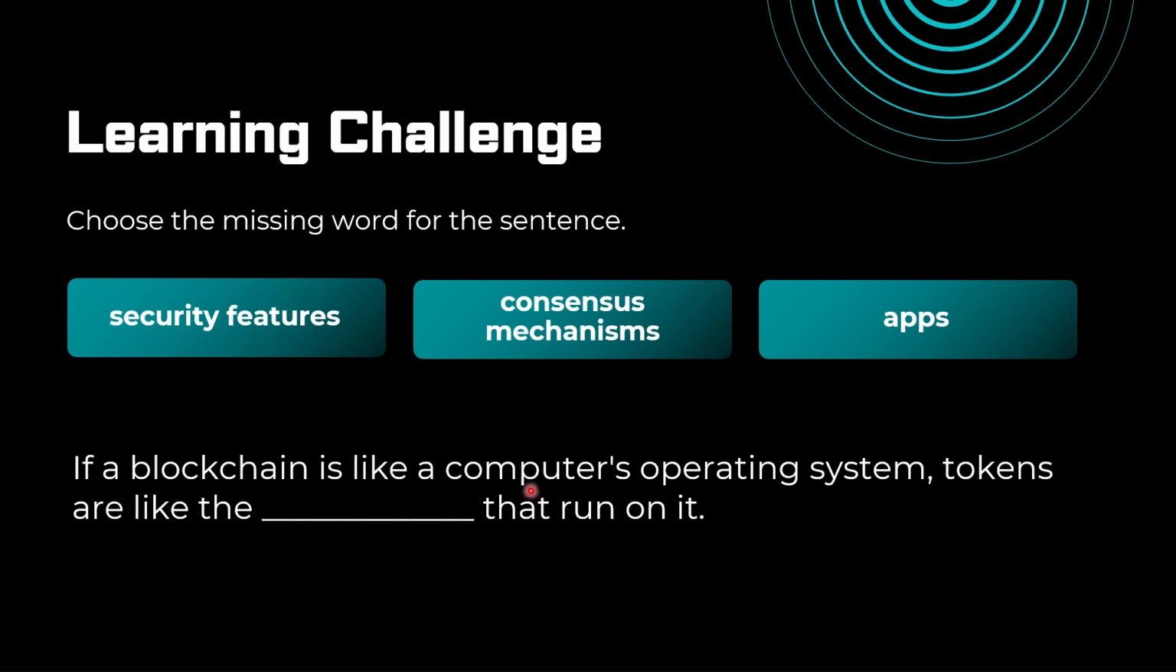If a blockchain is like a computer's operating system, if being the key here, tokens are like the... that run on it. Tokens are like the apps that run on it. That is a comparison that I'm making here to try to get us to understand this a little bit more. The operating system has already established rules and security in place. But the apps also have their unique functions that they provide, but they just run on top of that computer's operating system.